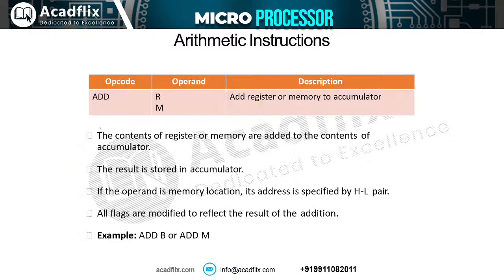So for example, the first instruction is ADD. With the add instruction you will specify only one operand, either a register name or a memory location. ADD B means that you are adding the value of the accumulator with the register B. By default, one of the operands will be the accumulator only. The result will be stored finally in the accumulator. All flags are modified to reflect the result of the addition. All flags means carry flag, auxiliary carry flag, sign flag, parity, zero flag. So remember, arithmetic instructions will modify all the flags. The result is always stored in the accumulator.